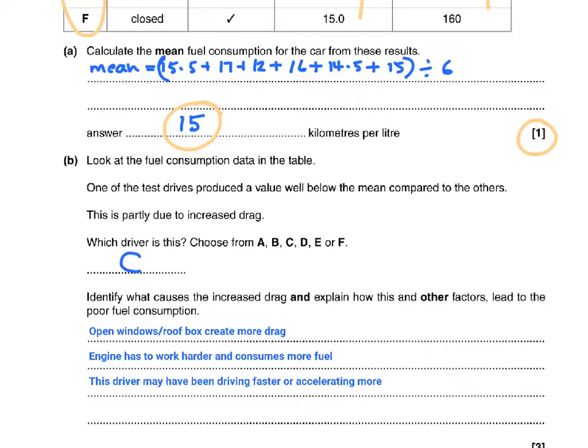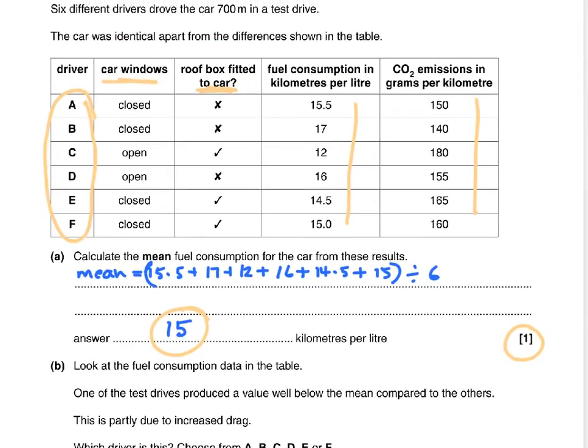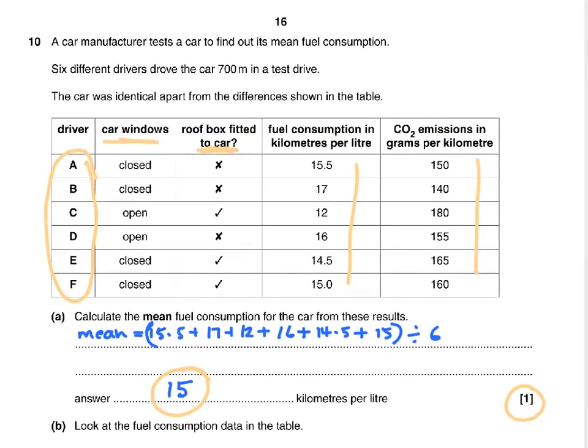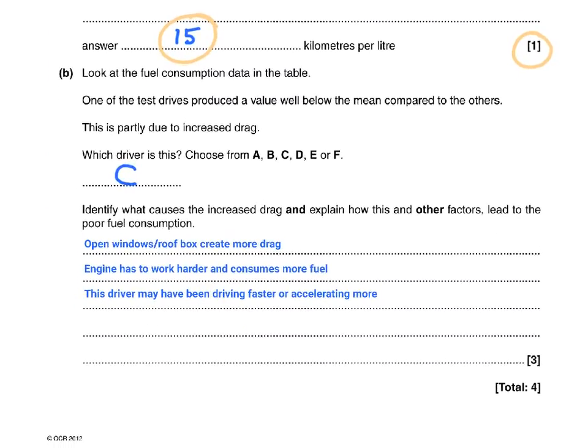Let's go back and have a look at the data. We're looking at the fuel consumption data, and the one that was well below is obviously the 12. You can see it's lower than all the others, so that was C. So let's scroll back down. This is the problem with referring to a table.